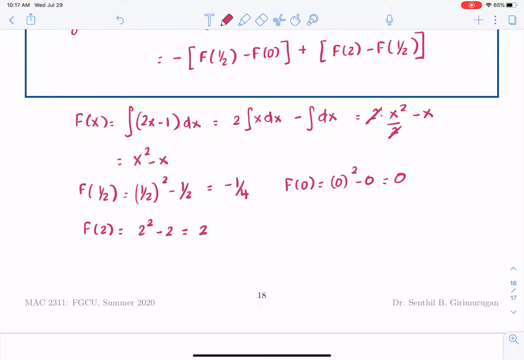Plug in those values: minus negative 1 over 4, minus 0, plus 2, minus negative 1 over 4. Distribute the negative: 1 over 4, plus 2, plus 1 over 4. Get 2 plus 1 half, which is 5 over 2.